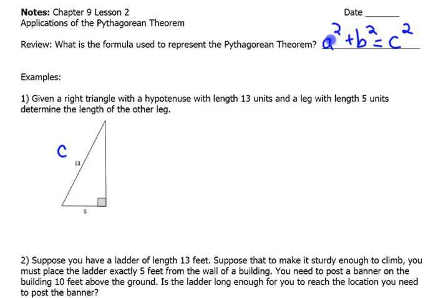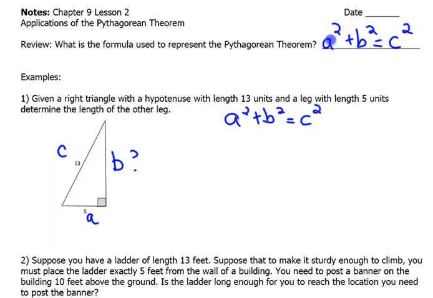And a leg with length 5 units. So it doesn't really matter if you call this one a or b. I'm going to call it a. We want to know the other length. So this is what we're looking for. B we don't know. So now when I put it in, it's going to be turned into an equation that we're going to need to know how to solve. You can do this. So we start with our formula, a squared plus b squared equals c squared.